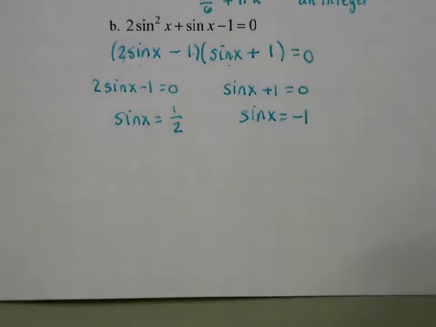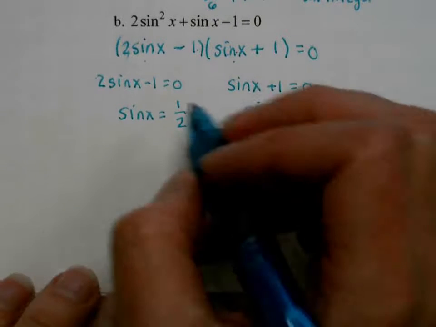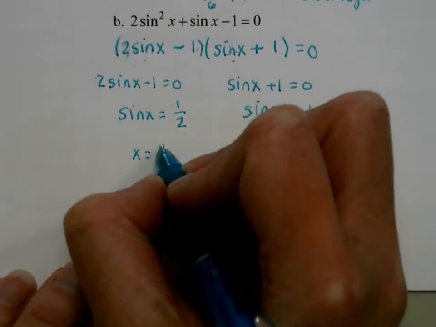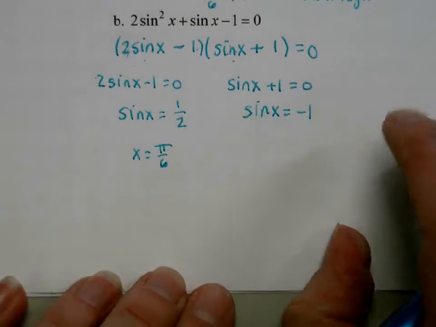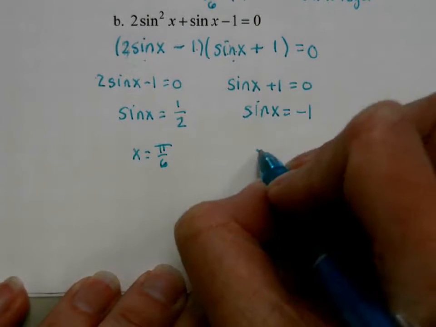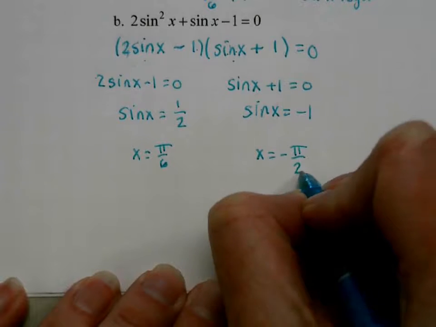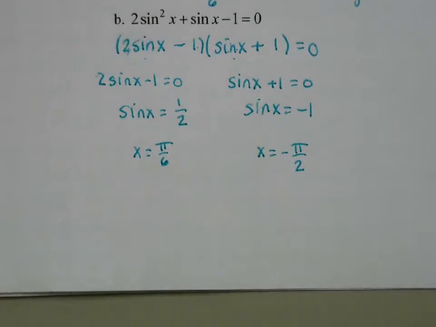Okay, so we're looking for our y values, principal values. Sine is 1/2 at x equals pi over 6. Sine is -1 at -π/2. That's for principal values. Okay.